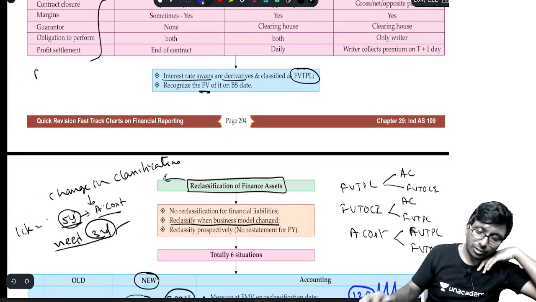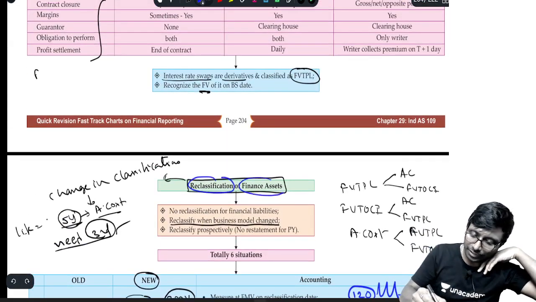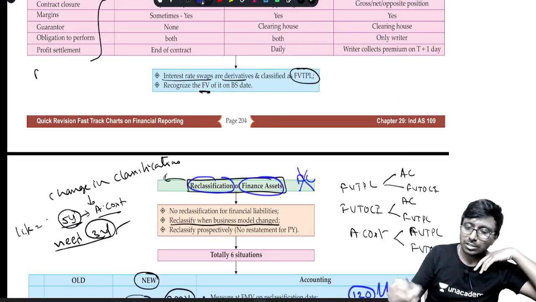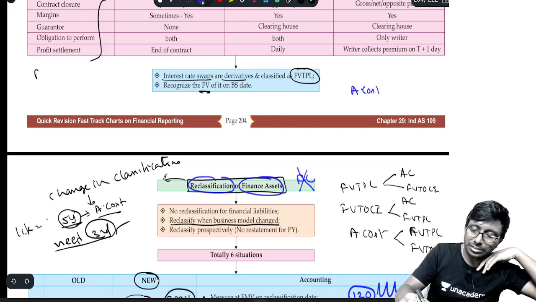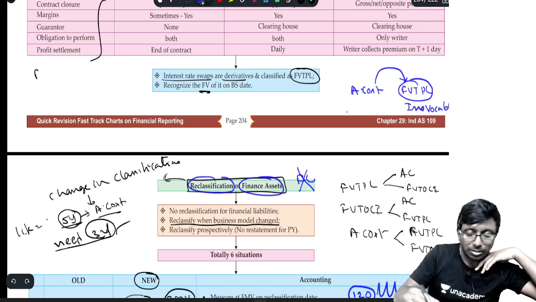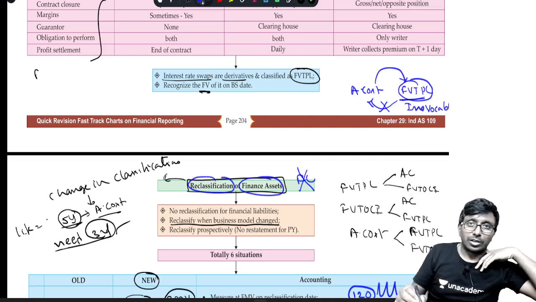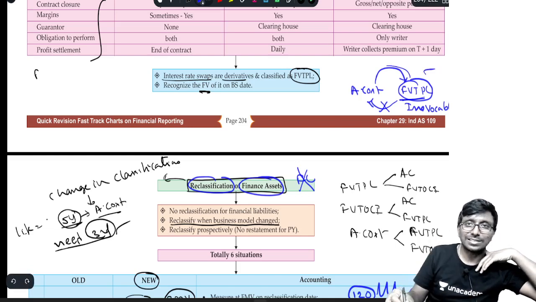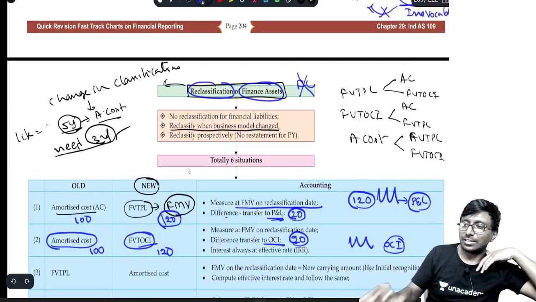Next, remember carefully here. Reclassification is only for financial assets. Obviously, there is no such chance for financial liabilities. Why not? Financial liabilities should all be at amortized cost, subject to some FVTPL concept. If you went to FVTPL, it is an irrevocable option. I told you already, irrevocable. Once you go to FVTPL, there is no way to return. So reclassification is not possible. Got it? That is the first important point.